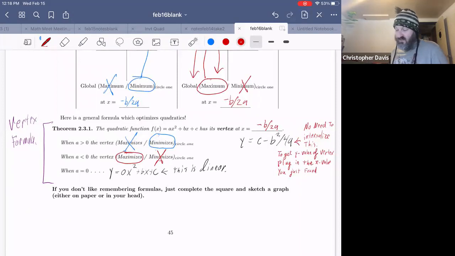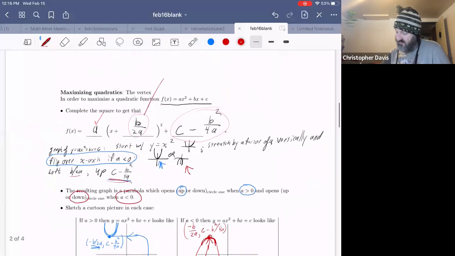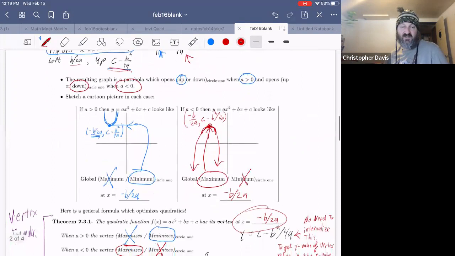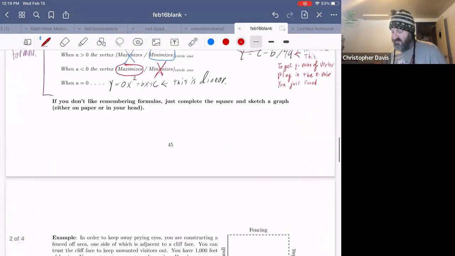And again, if you don't like remembering formulas in your head, the vertex formula isn't so bad. The vertex is at x equals negative b over 2a. We'll just complete the square. Completing the square, this tells you the vertex formula. The vertex is minus whatever is in that parentheses. Nice.